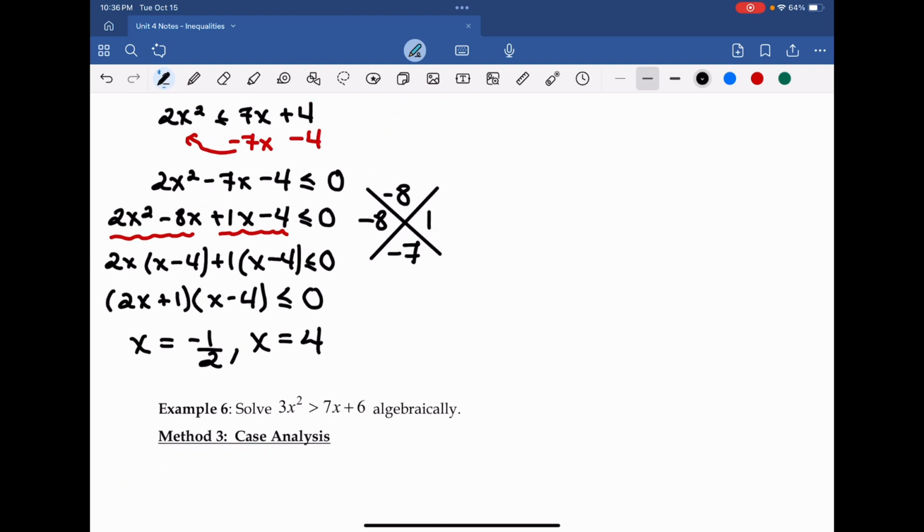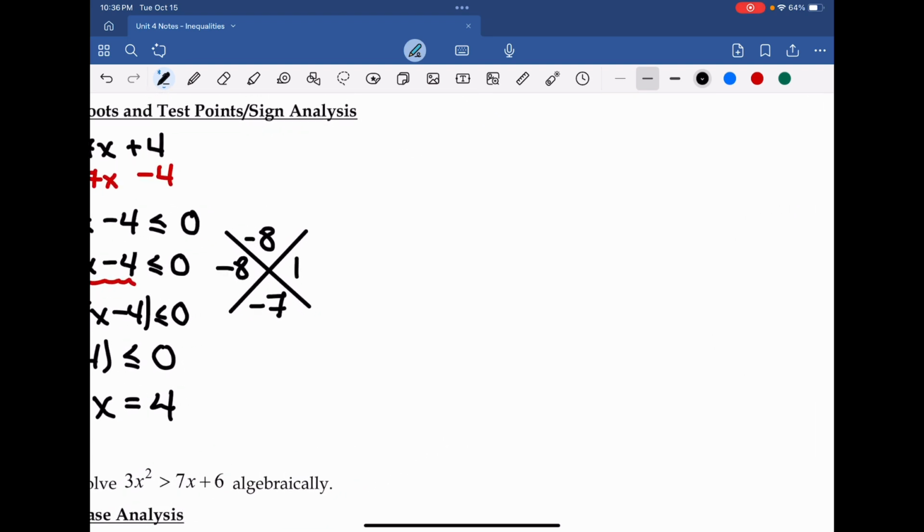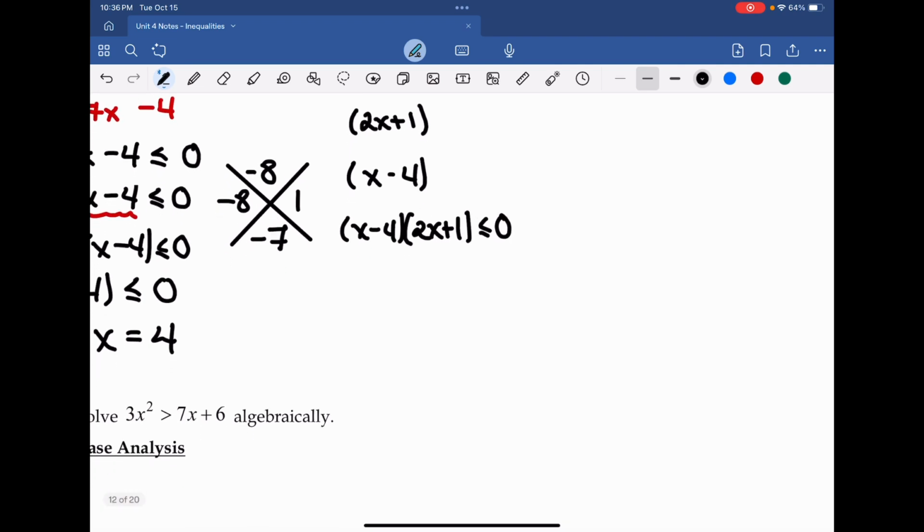Now, I'm going to approach this from a more sign analysis based approach. I'm going to build out the table, and I'm going to start by writing out the first factor. The first factor was 2x plus 1. The next factor was x minus 4. And then we want to combine them together and write it as x minus 4 times the 2x plus 1. And again, you can exchange that order. It really doesn't matter if we swap the order. I'm even going to write the original quadratic here. So 2x squared, and then minus 7x minus 4 is less than or equal to 0.